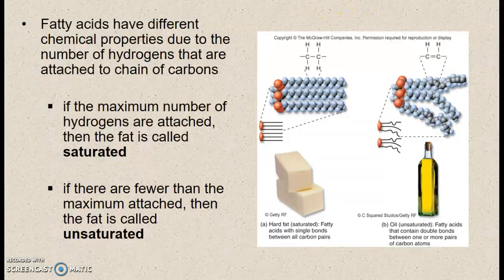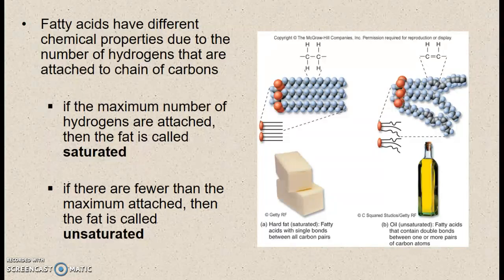So fatty acids, you've all probably heard or read on nutritional labels about saturated fats versus unsaturated fats, and unsaturated fats are healthier, more heart healthy than saturated fats in general. But I'm going to explain the difference between the two. This figure shows it too. So a saturated fat, well, let me start back.